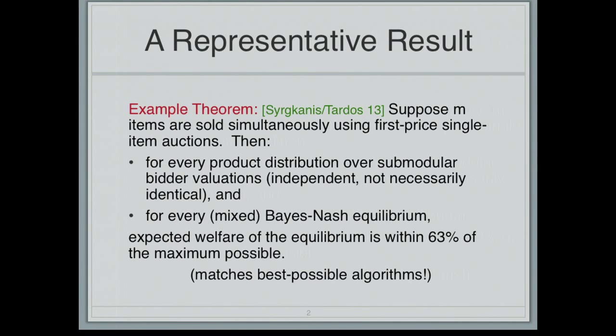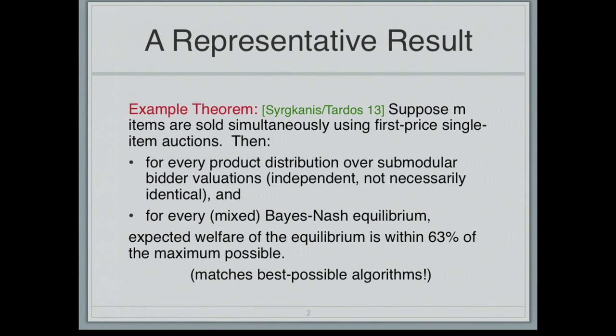Okay? So how well would this work? Would this work well? Would this not work well? So this theorem identifies conditions under which this extremely simple format actually gets welfare surprisingly close to the maximum possible. Okay, surprisingly close here means 63%. Here equilibria means Bayes-Nash equilibria. When I say Bayes-Nash equilibria, you should say what's the prior distribution. Actually, it doesn't matter what the prior distribution is, as long as the valuations are independent, under a substitutes condition.